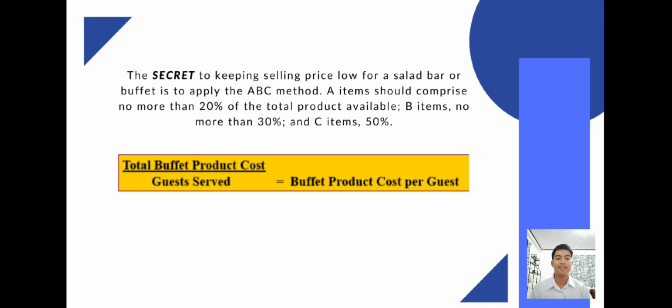The total buffet cost is the overall cost incurred in producing a particular dish or menu item in a buffet. It takes into account the cost of all of the ingredients, labor, and overhead expense involved in preparing the dish, as well as any direct expenses such as packaging, transport, or marketing costs.